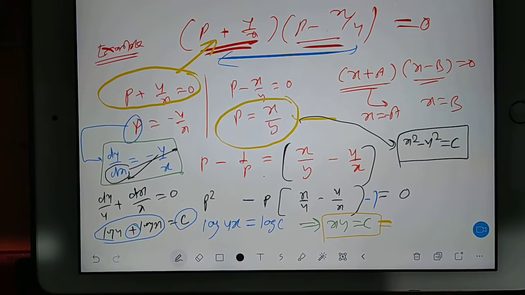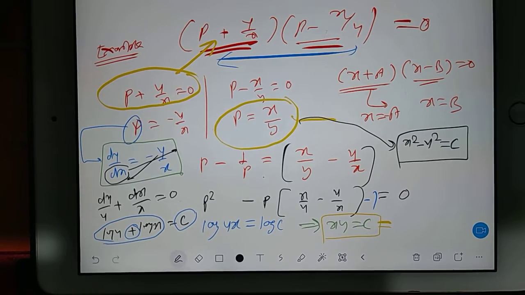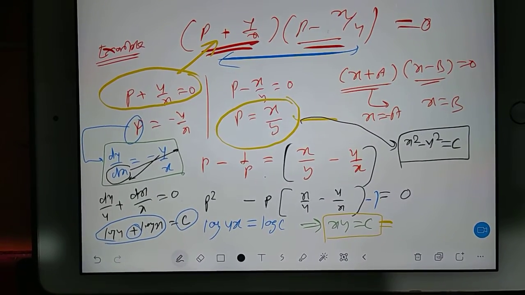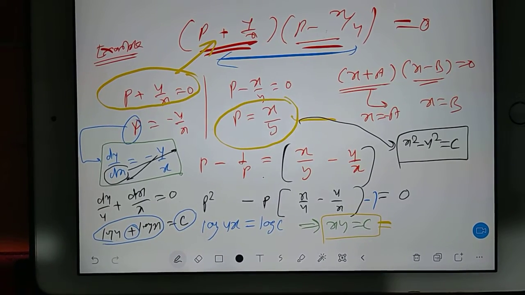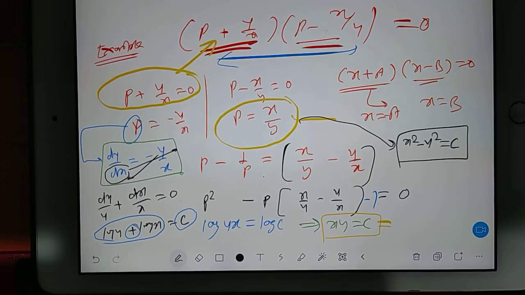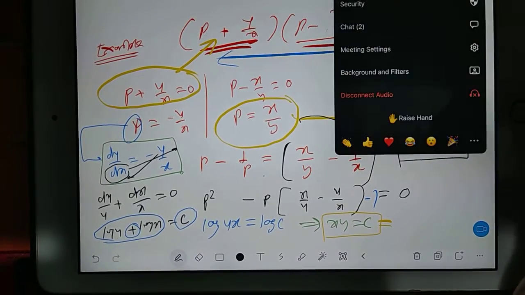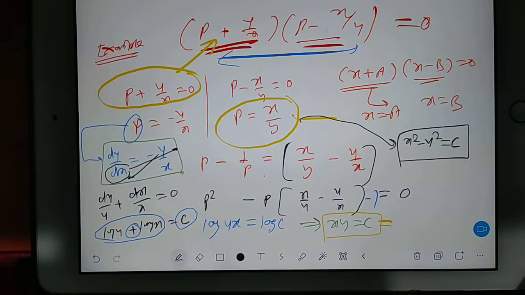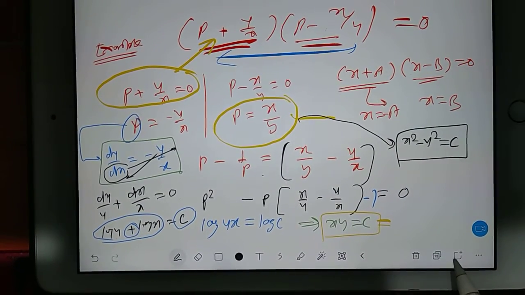Now I will give you one more question, but that is also of higher order. I'm just giving you that question here, you will try by yourself. Copy down. Okay, I'll change the page.